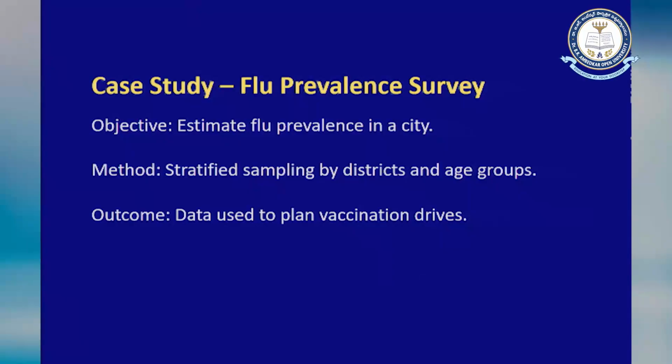So far, we have seen different kinds of sampling. Let us now understand through case studies. There are umpteen case studies available to understand the different kinds of sampling techniques. The first case study that I want to bring to your notice is the flu prevalence survey. If you want to know in a city, or a major city like Hyderabad, how prevalent the flu is, you may like to conduct a survey.